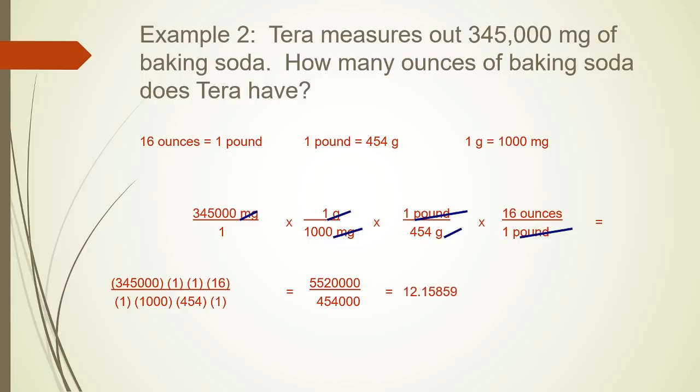But they simplify down to just be 12.15859. Now, should I keep all these numbers? No, you're going to simplify that. You're going to simplify that down to 12.2 ounces. Don't write every single number, round to the nearest tenth or 100th, and you'll generally be right in my class.